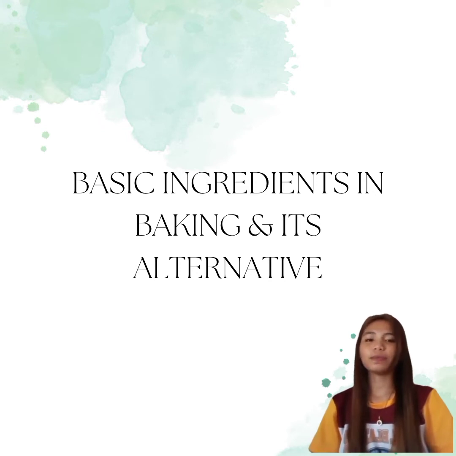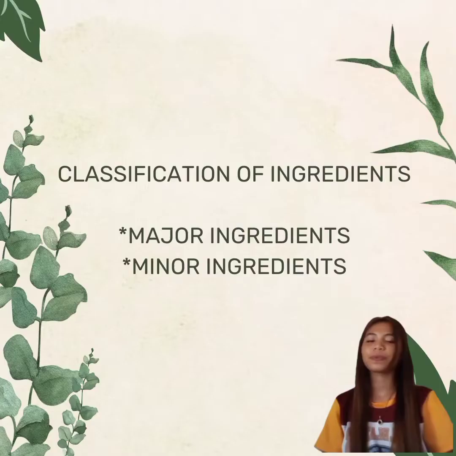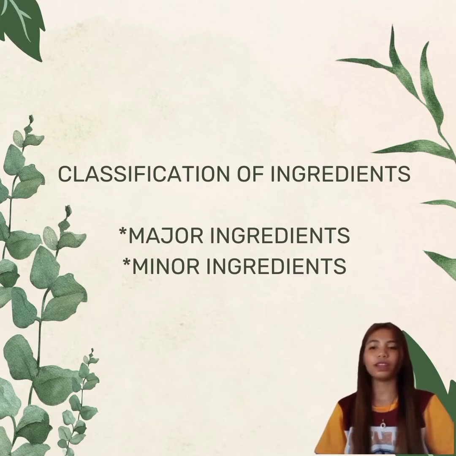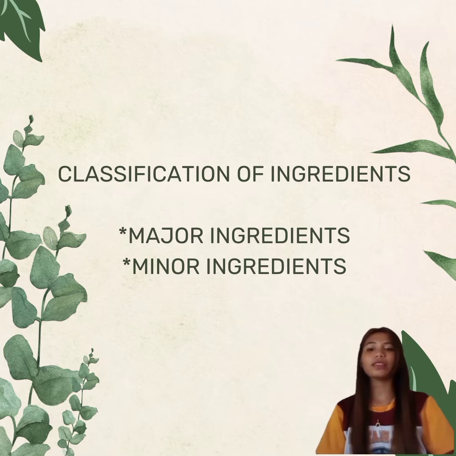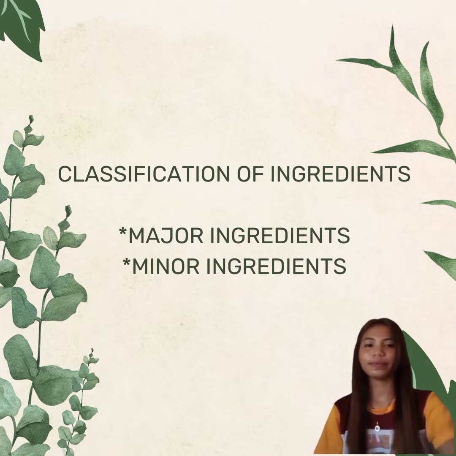So, for today's video, I'm discussing with you the basic ingredients in baking and their alternatives, and also the classification of ingredients. Speaking of classification of ingredients, we have two different classifications. We have the major ingredients and minor ingredients. The major ingredients needed in baking are flour, sugar, shortening, leavening agent, and liquid ingredients.